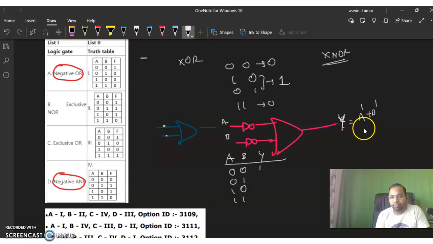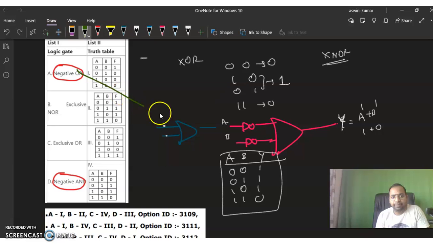0 and 1, so 0 and 1 means you will get a 1. Here also 1. 1 plus 1 means you will get a 0. That means you will get the truth table like this for the negative OR gate. Got it? For the negative OR gate, you will get the truth table like this. So just check at which point you will get this truth table. So here it is, right?